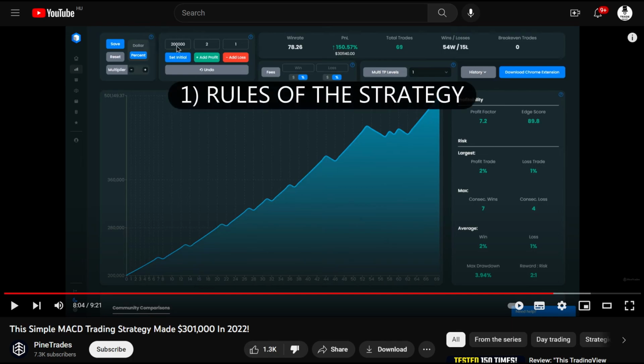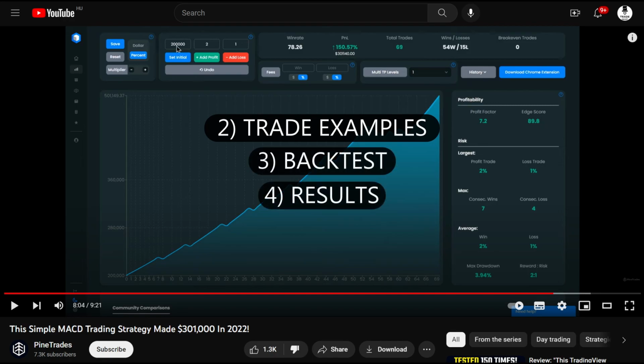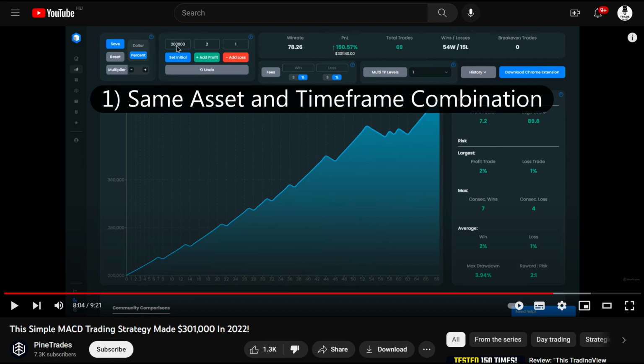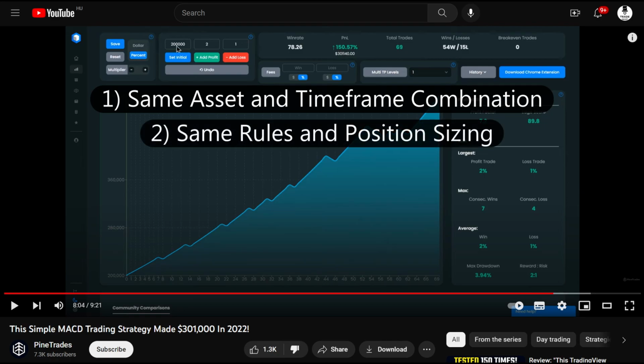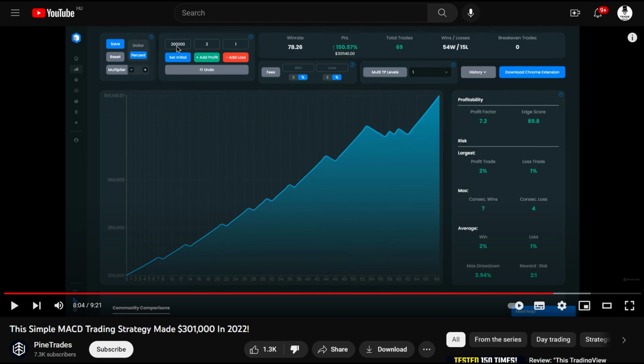First I will explain the strategy, then I will show you a few trade examples, after that I will backtest it and show you the results. To make this backtest comparison as fair as possible, I will backtest the strategy on the same asset and timeframe combination with the same strategy and position sizing rules, and most importantly on the same time interval. If I get similar results to what PineTrade got, then we will know that he posts real results. But if I get way different results, we can say that he posts fake backtesting results.